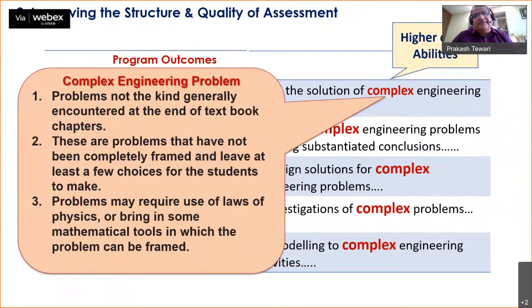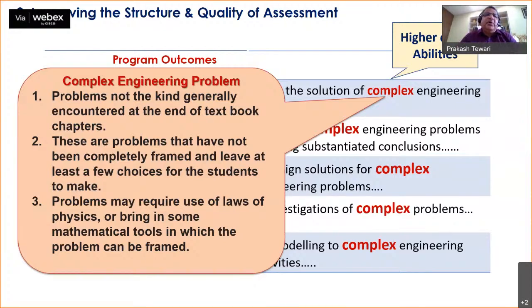So for this slide, you can take a photo on your mobile. So here is the definition of complex engineering problem. If you Google, you may get many definitions. But this is the definition our NBA has committed to the Washington Accord. So you should be aware of this definition. It is better to know the definition that the NBA has committed to the Washington Accord.